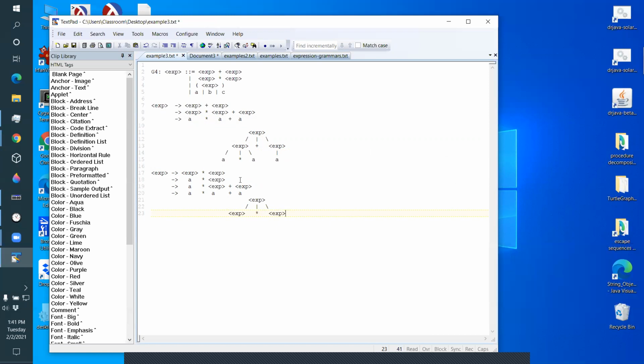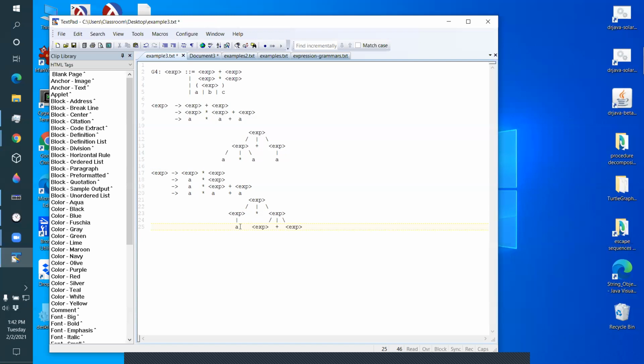EXP. Okay, so EXP branched into EXP times EXP. Okay, this EXP becomes the A. Okay, and then there's the times. Then this EXP became those 3 branches. So that EXP became an EXP, a plus, and an EXP.